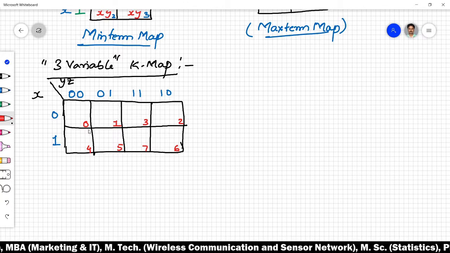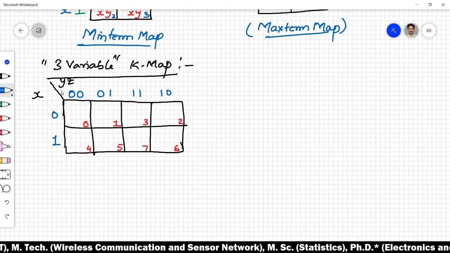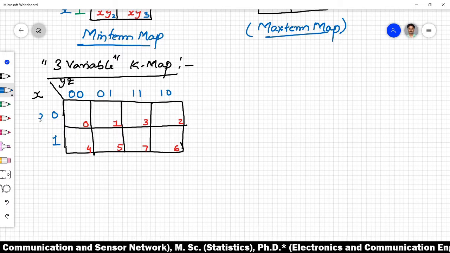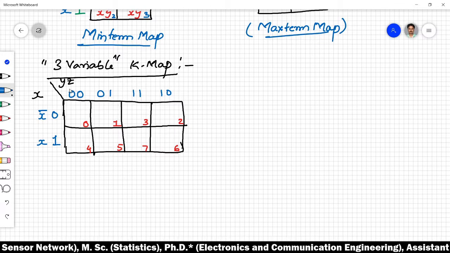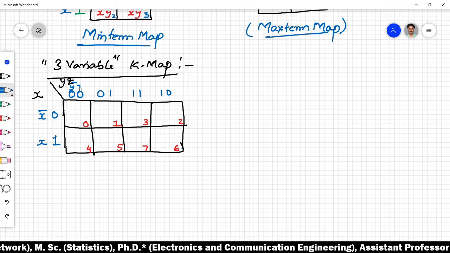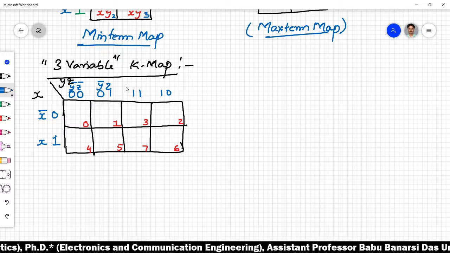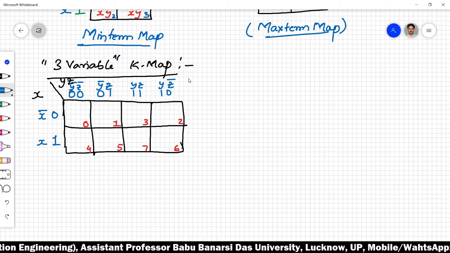Somehow this is very helpful from the simplification point of view. As well, you can also write the 0 and 1 on the respective sides. Here this 0 is written as x bar, while this 1 is represented as x. Similarly, 0 0 is represented by y bar z bar, 0 1 by y bar z, 1 1 by y z, and 1 0 by y z bar. Okay, so this is the three variable case.